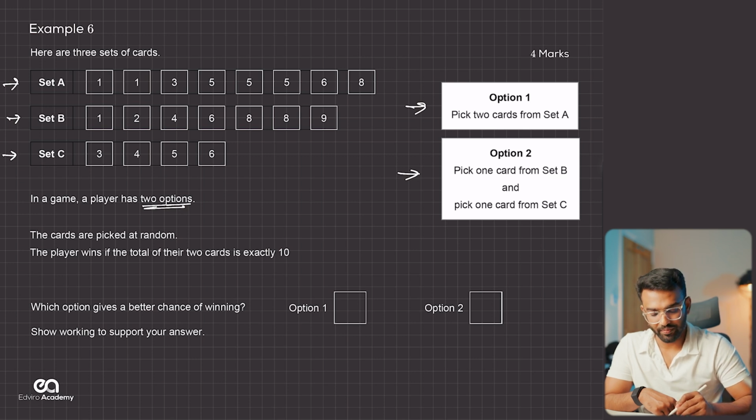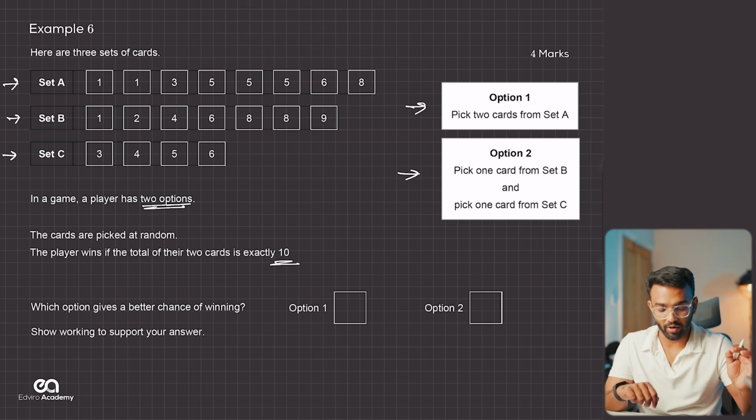Cards are picked at random. The player wins if the total of their 2 cards is exactly 10. So they pick a card, they pick one more card, and if they add them up and it is 10, they win. Which option gives a better chance of winning? You've got to work it out too.